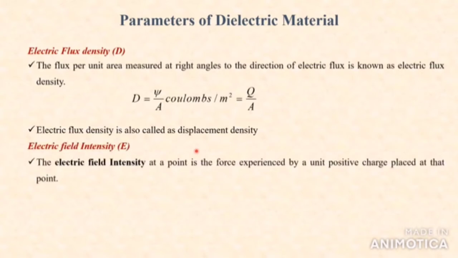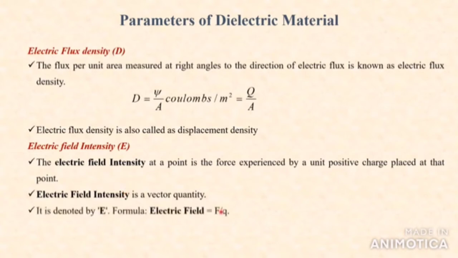The electric field intensity E at a point is the force experienced by a unit positive charge placed at that point. The field intensity is a vector quantity, so it has both magnitude and direction. It is denoted by capital E. The formula of electric field is F by Q. The unit is Newton per Coulomb.